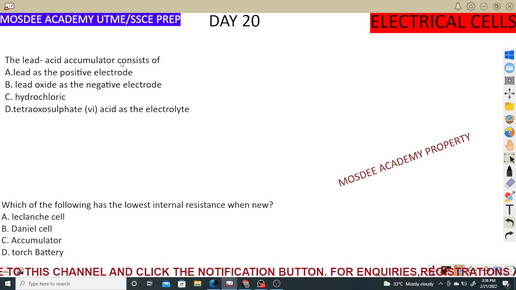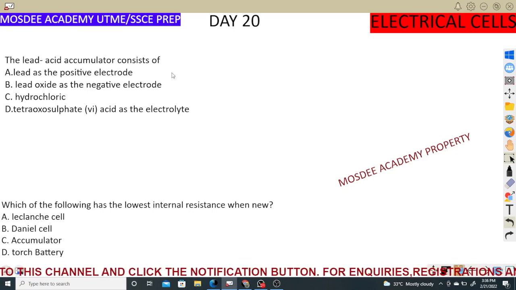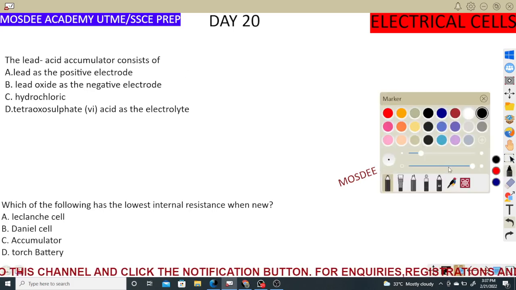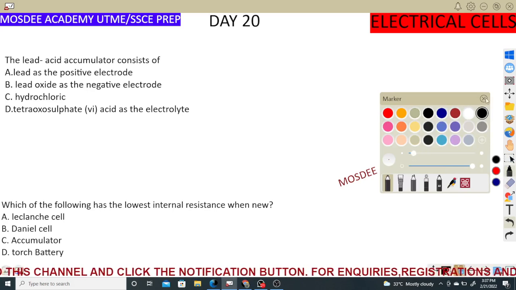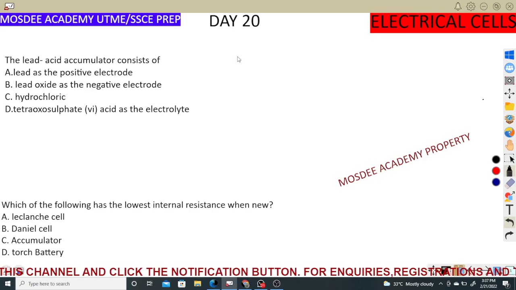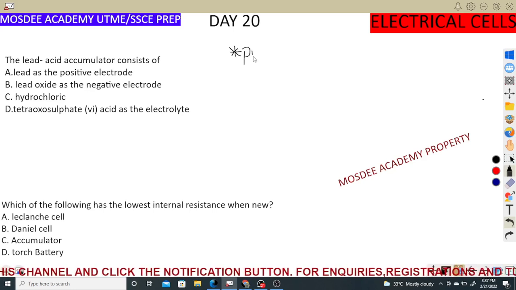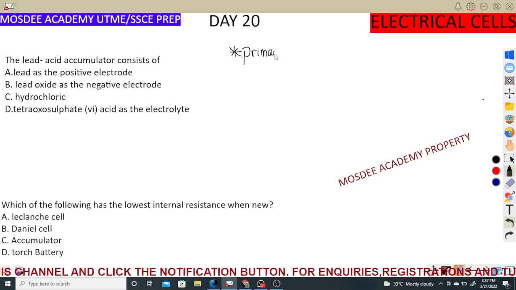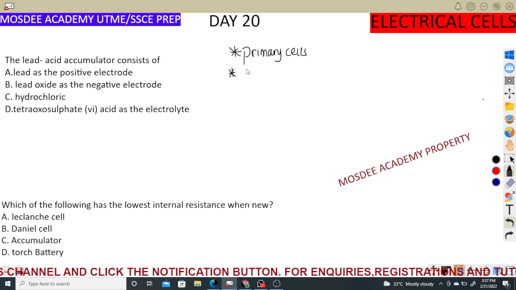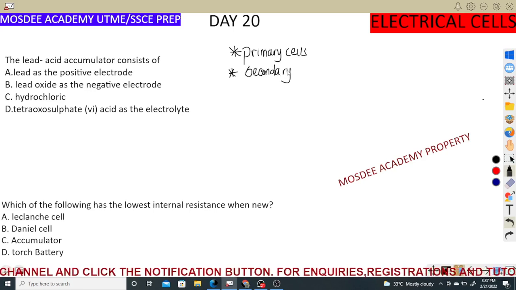The first question: the lead acid accumulator consists of that. Let me be quick to explain, when we talk about the concept of electrical cells, they are classified, basically, into two. I hope we are writing. Primary cells and secondary cells. Let us put that down for the first one.